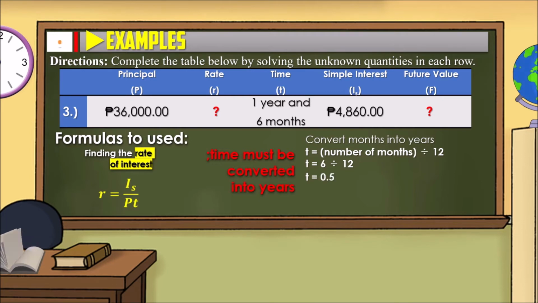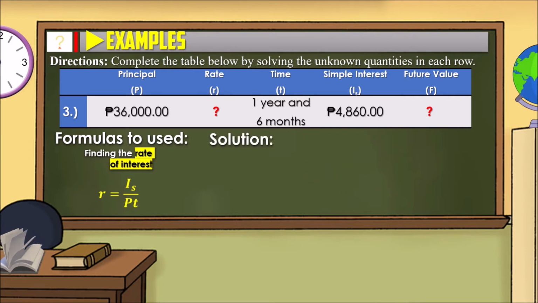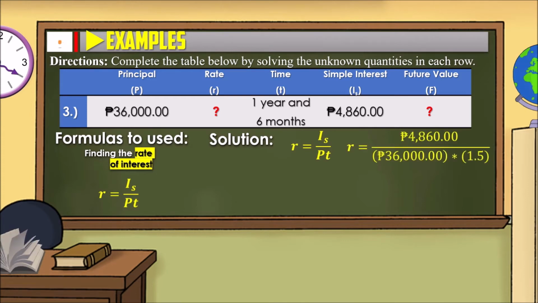We need to add this to the existing 1 year. Therefore, the total year is equals to 1 plus 0.5. We have 1.5 years. Now, let us continue the solution. Use the formula in finding the rate. Substitute the given to the formula.